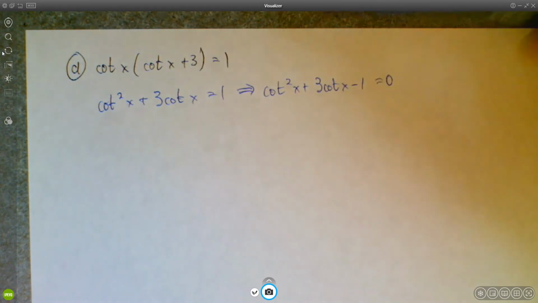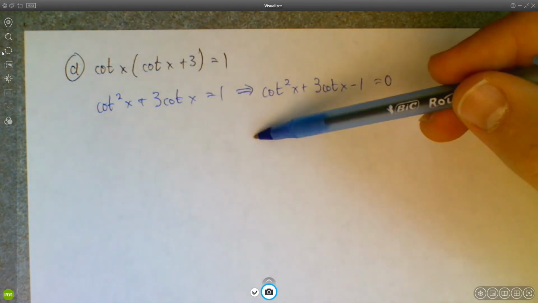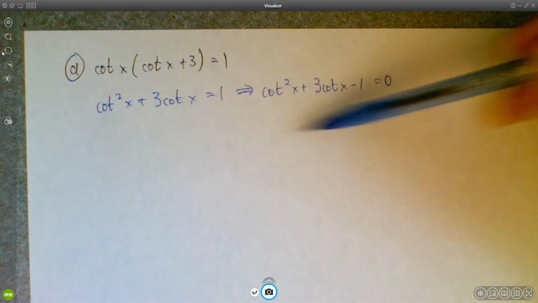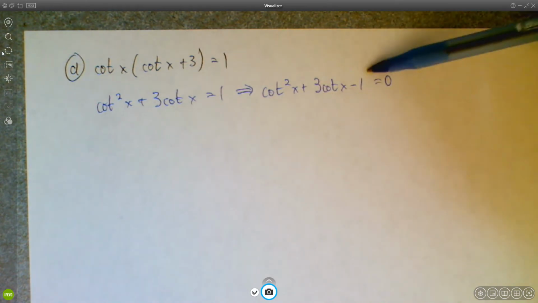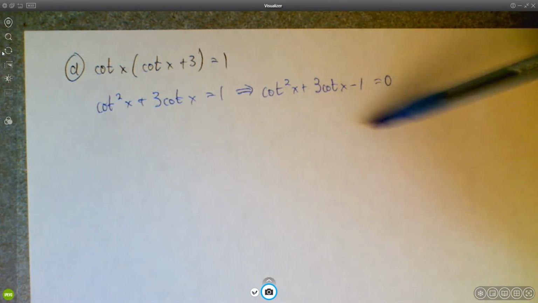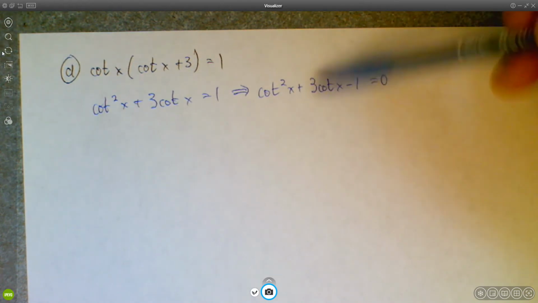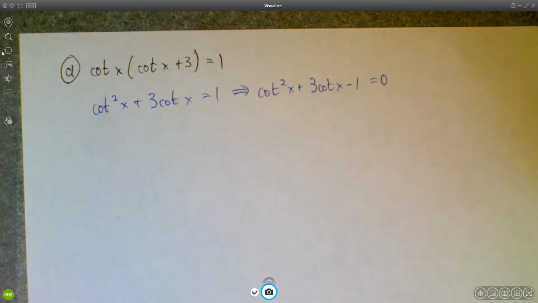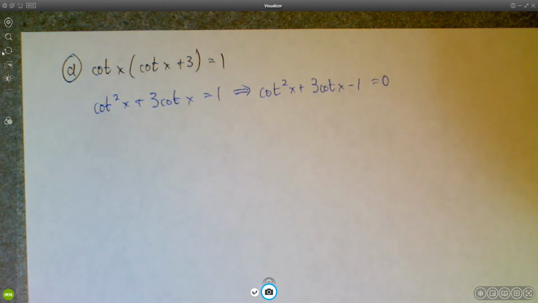Now, this thing I don't think is going to factor, because in order to factor, you're going to have a plus 1 and a minus 1. So your first entries would have to be cotangent x and cotangent x, and then the last ones would have to be -1 and +1, but that's not going to give you a 3 cotangent x in the middle. So what do we do about this?